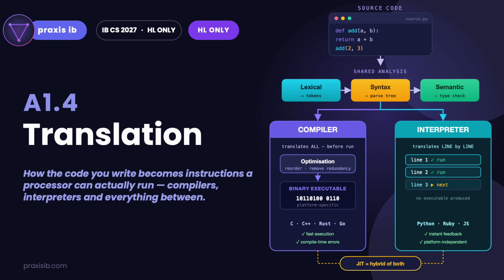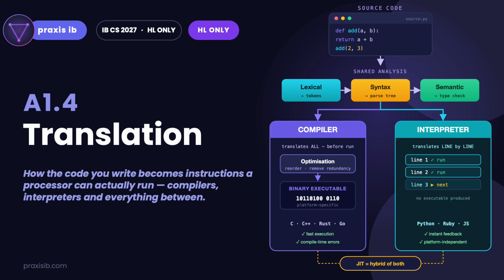This topic answers a question you may have wondered about. When you write a program in Python or C, how does the computer actually understand it? Here's the important point. The processor inside your computer doesn't understand Python. It doesn't understand C. It doesn't understand any human language at all. It only understands machine code. Machine code is raw binary. It is just ones and zeros.